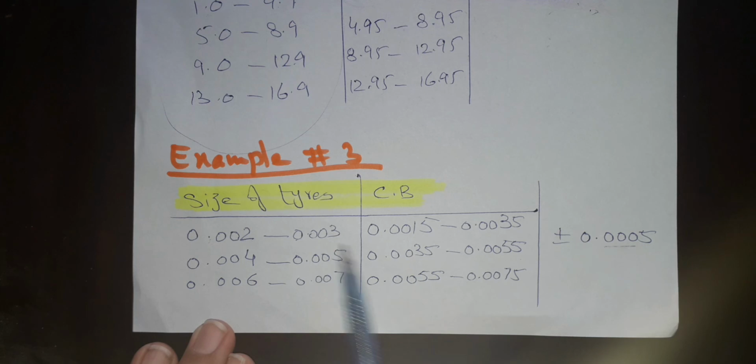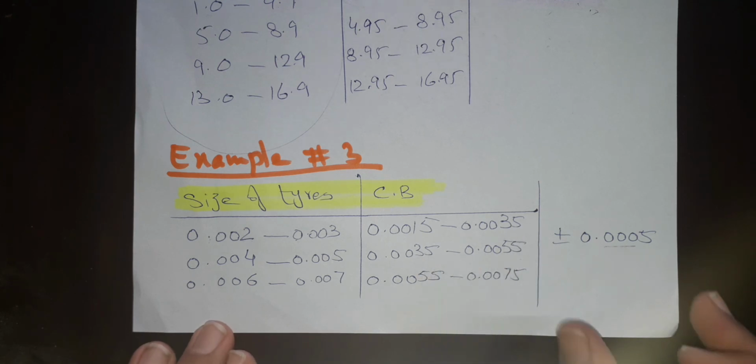0.003 plus 0.0005 right here. 0.004 minus 0.0005 right here. Look, the boundaries become the same. So it is the class boundary column.